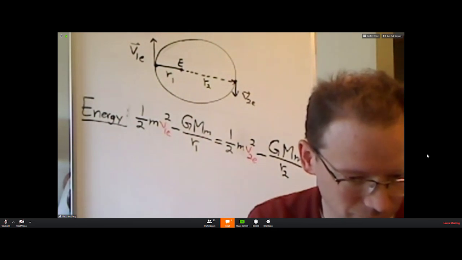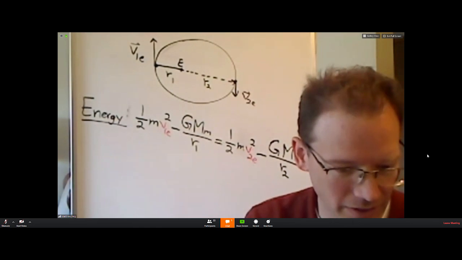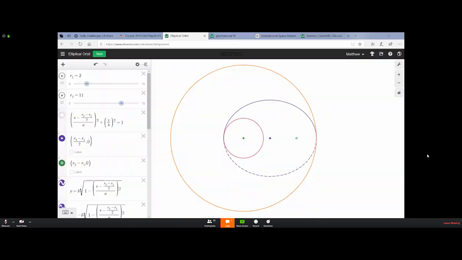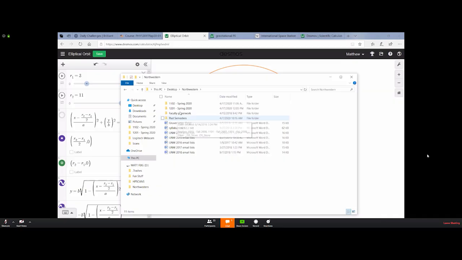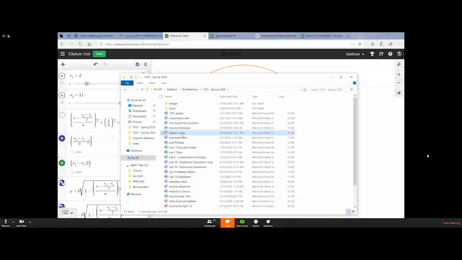What does Kepler's second law say? Kepler's second law. What's going on? That's not the right class. There's your class. Kepler's laws.